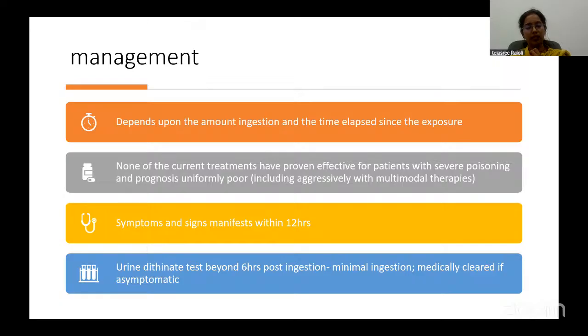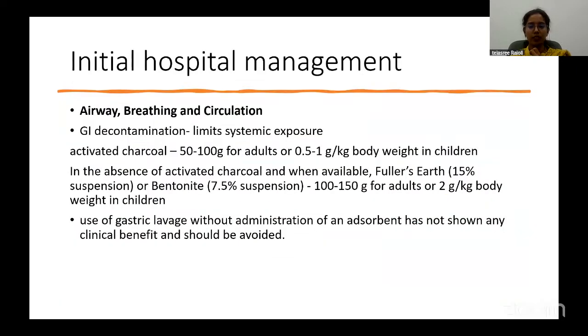Do the urine dithionite test beyond 6 hours post ingestion. If it is negative, and the patient is also clinically stable and asymptomatic, then he's cleared for discharge, as it indicates very minimal poisoning or no poisoning. So first, early treatment. Once the patient arrives at the hospital, always ABC is the criteria. First, secure airway, breathing, circulation depending upon the clinical circumstances.